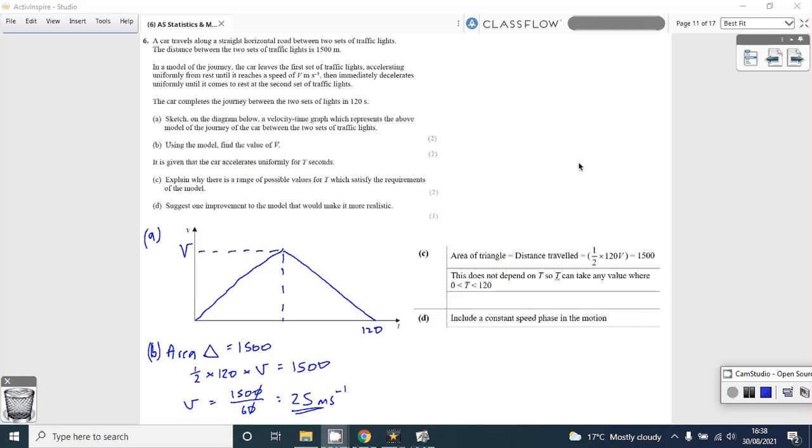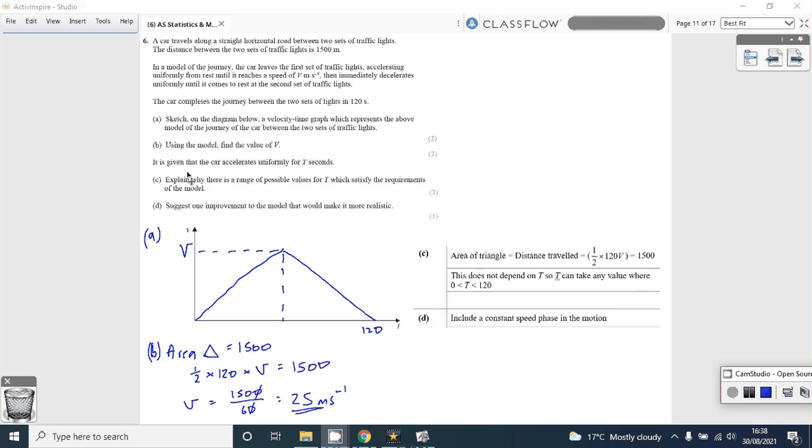So the solution for question 6: it's an upside down V shape. It takes 120 seconds, and we're told that capital V is when it's finished accelerating. So for part B, to work out V, we know the area under the graph represents the distance. So half times base times height: half times 120 times V equals 1,500, and solve to get V being 25.